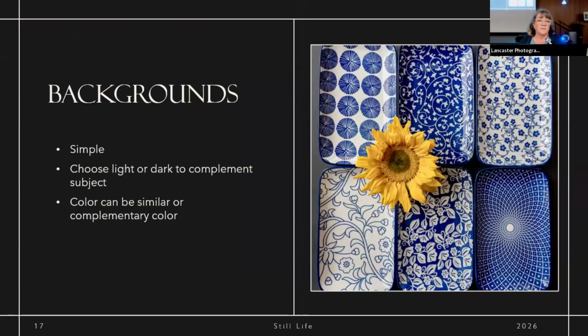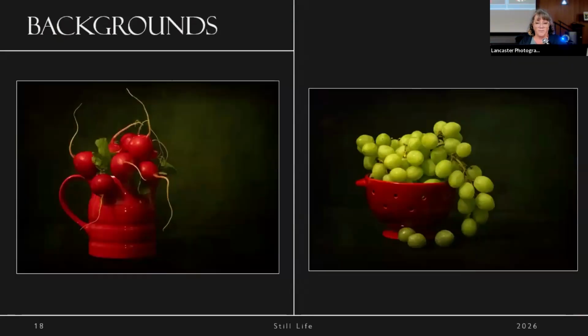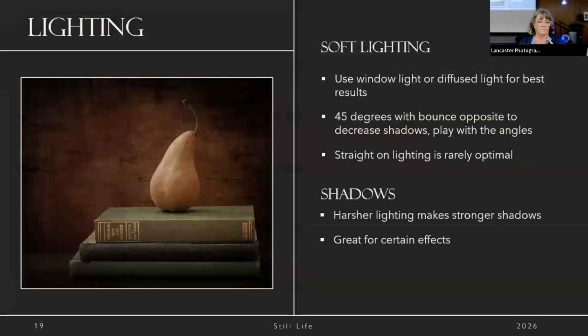The colors can either be similar colors to your subjects or a complementary color. Here is a yellow sunflower with blue plates, so that those are complementary colors. Here are other complementary colors. Apparently, I like complementary colors. These were done on a black background or gray, and so then the texture is what added the green to the background. The grapes with the green is using a similar color. Using the radishes with the green background, it adds more complementary colors.